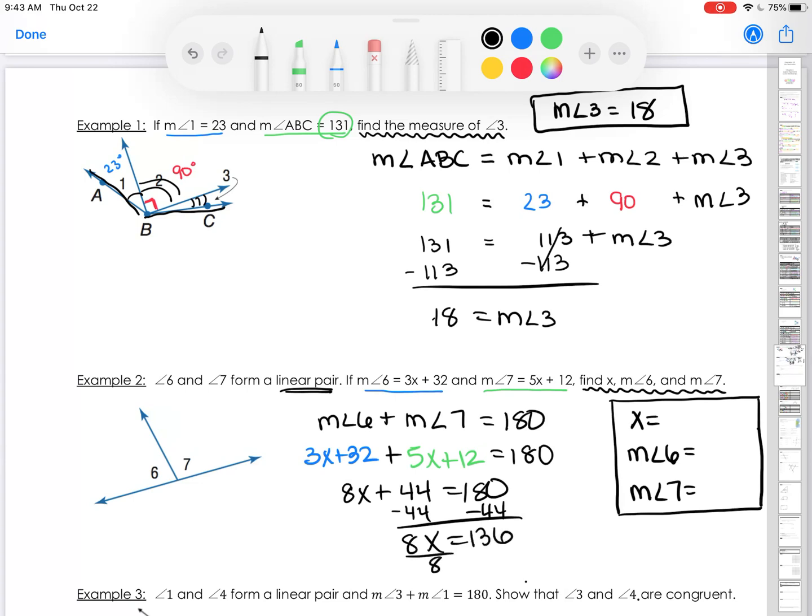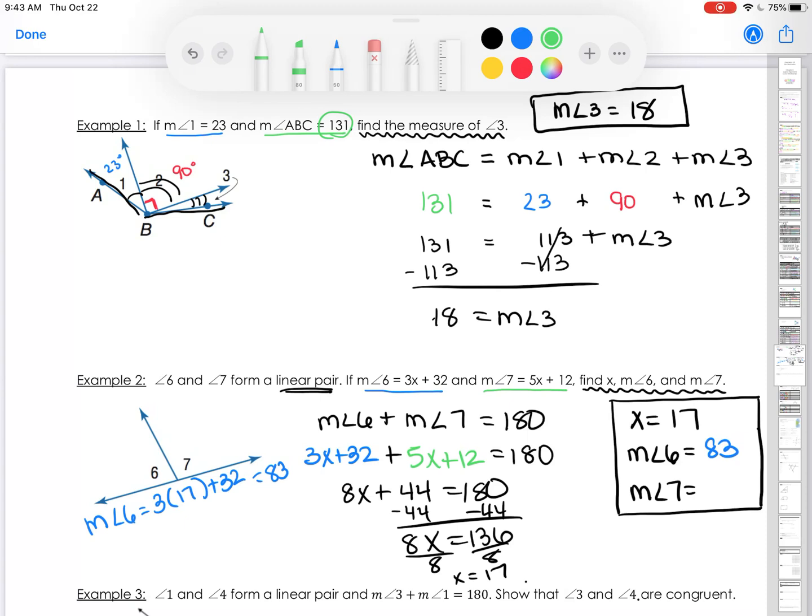And then we'll divide by 8, and when I divide by 8, I'm going to get that x equals 17. So let's make sure we put that in our final answer. And then we can use that 17 to find the other measures. So the measure of angle 6 was 3x plus 32, so that's 3 times 17 plus 32, which is going to give us 83. So 83 is the measure of angle 6.